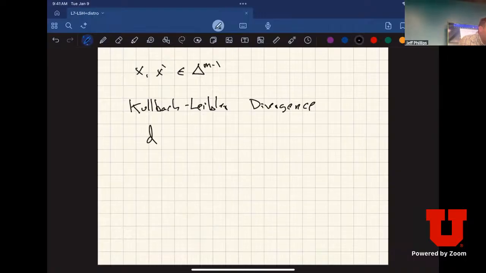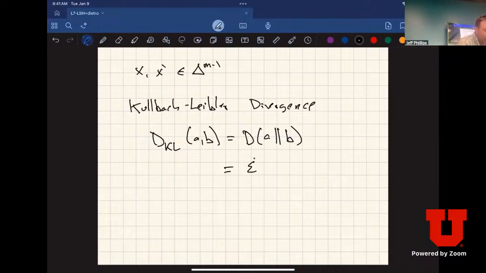So the KL distance between A and B, often written as D of A parallel bar B for a little bit strange reasons, is going to be the sum from j equals 1 to m, that's the dimension that they're in, of A_j times the natural log of A_j over B_j. Okay, this is the Kullback-Leibler divergence.